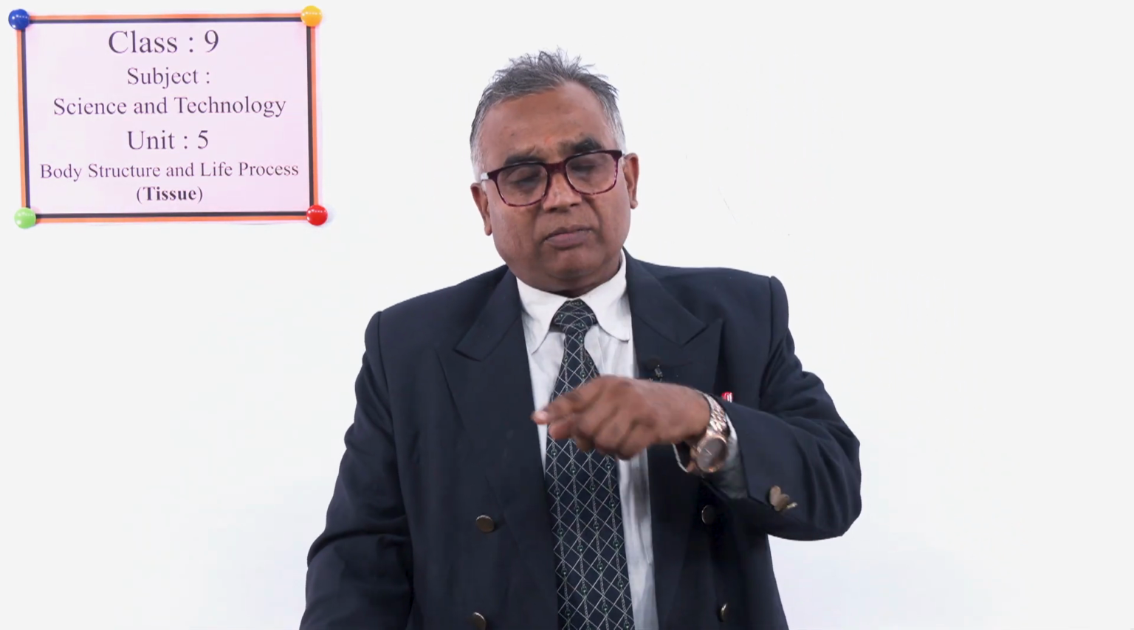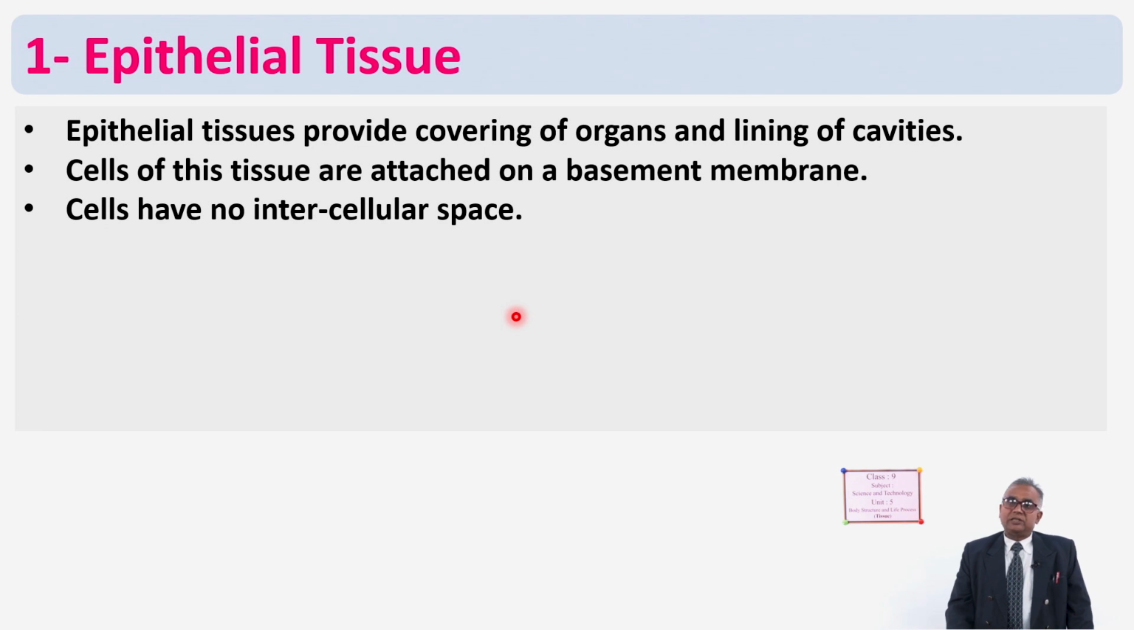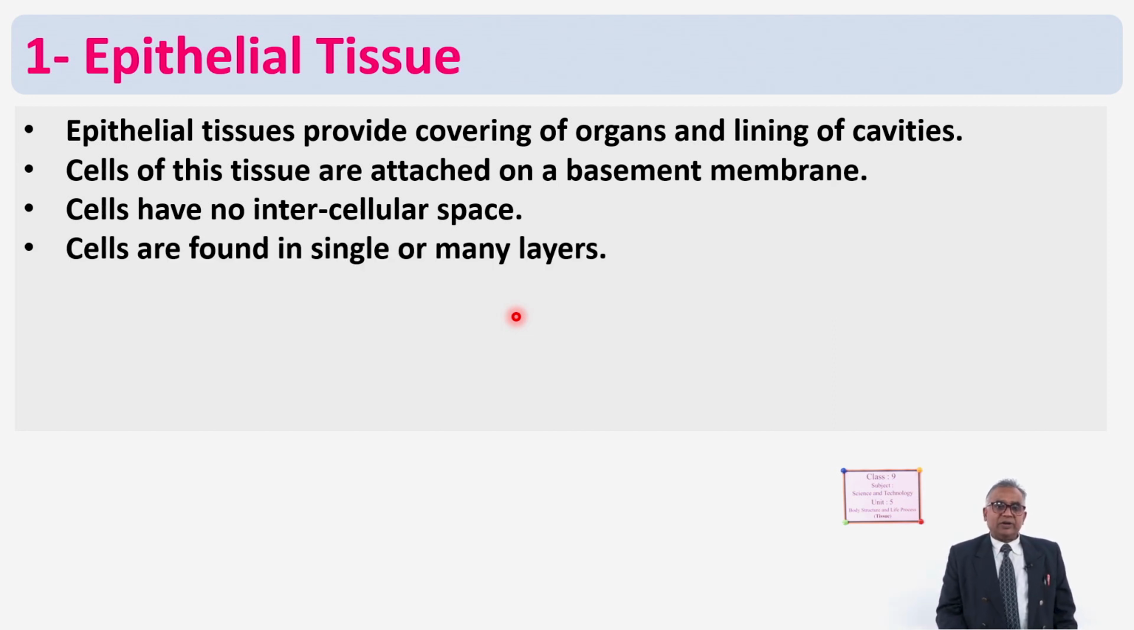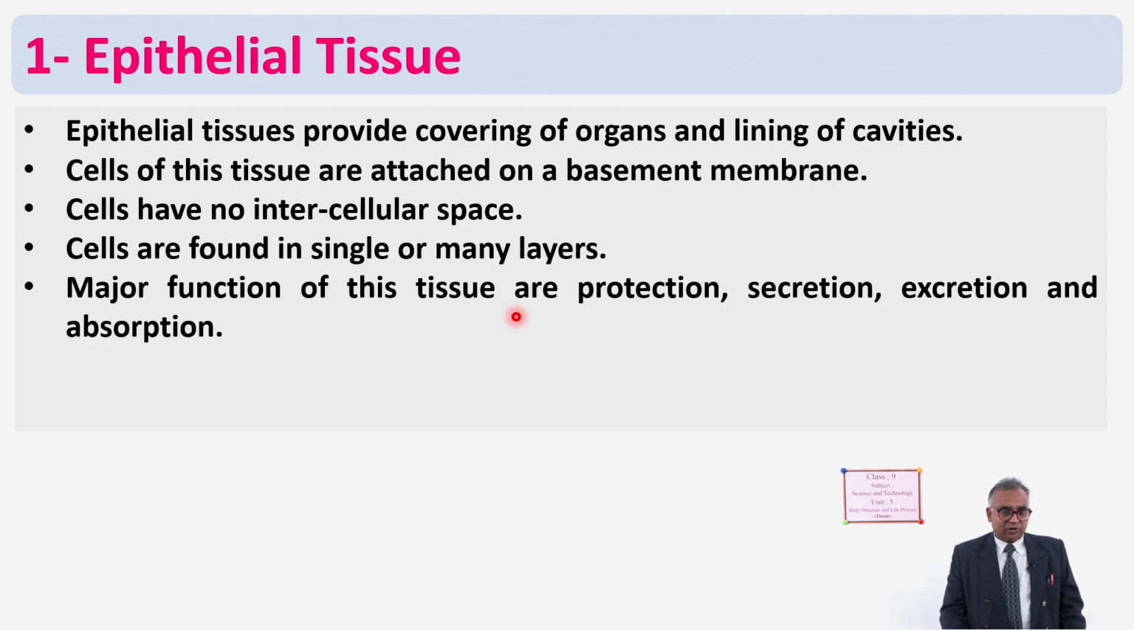Again, when I display some epithelial tissue diagrams, you will note whether there is a basement membrane or not. Cells have no intercellular space. The gap between cells is called intercellular space, which is absent in them. Cells are found in single or many layers, already I told you.